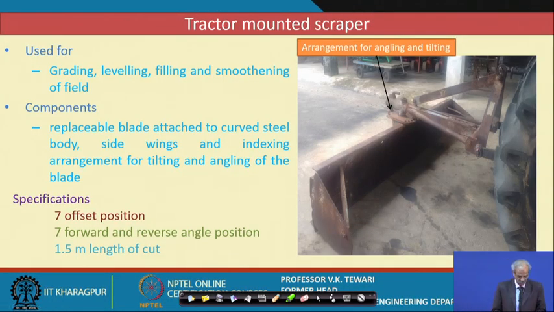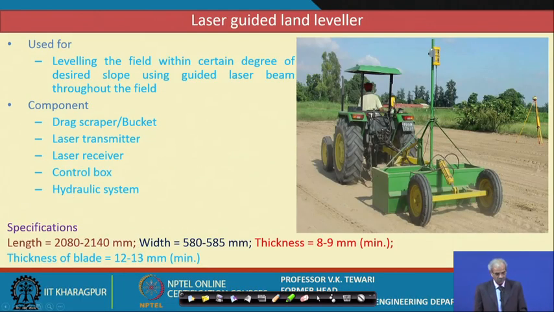Well, the length and size of this, we have given about 1.5 meter as the length of cut, and 7 forward and reverse angle positions which you can have through the system which is attached to this particular equipment. Well, laser guided land leveler, I said earlier as well that we have discussed in detail this particular equipment earlier and the concept on which it works. So, it is very essential that you use this equipment whenever it is required, and some details are given as specification. I do not know whether you recall that or not.